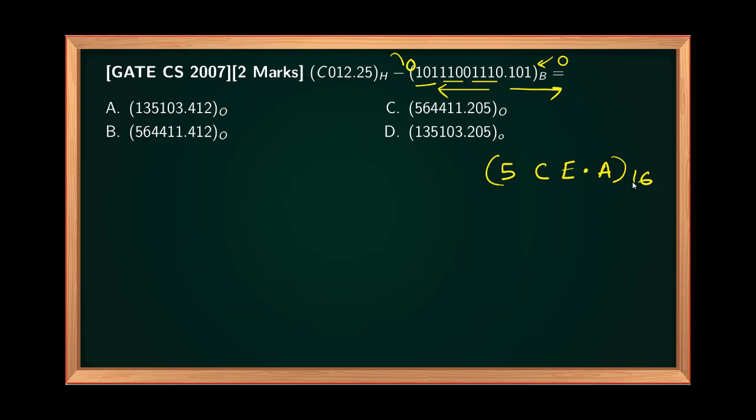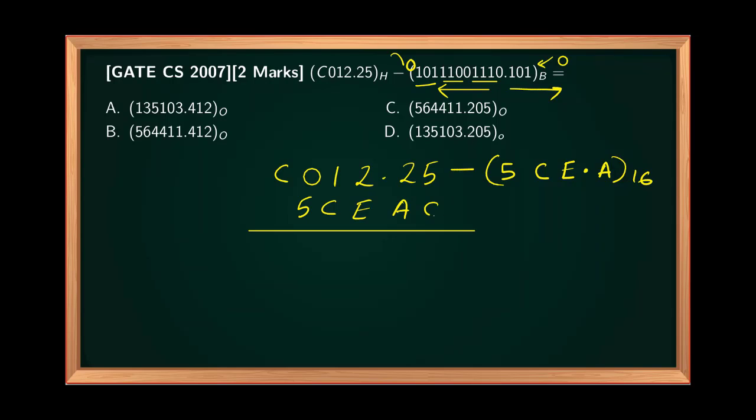So I should subtract 5CE point A from C012.25 hexadecimal. By default 0 here. 5 minus 0 is 5. I cannot subtract A from 2. I will borrow from next higher digits. So 12 minus A. 12 is 16 plus 2, 18 decimal, minus A is 10. So I'm expecting an 8 hexadecimal. This now became 1.